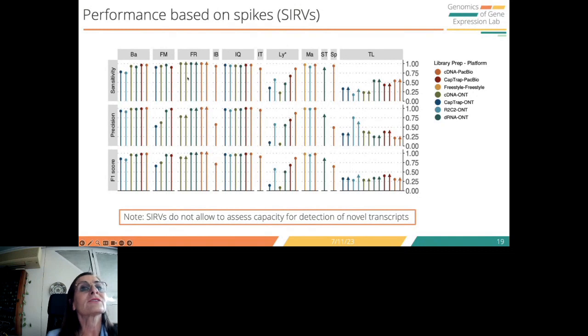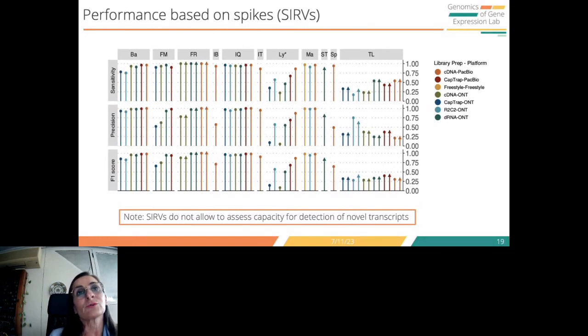Like Flare here, for example, or ISOQuant. Bamboo was also very good in precision. Lyric was not as great, working better with PacBio, but not as well with Nanopore. And then Talon also had more poor results. But for the others, in general they are good.